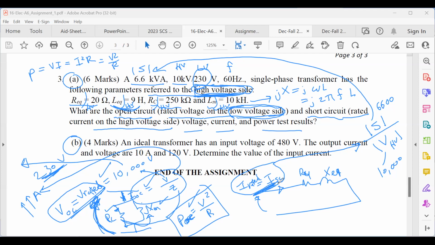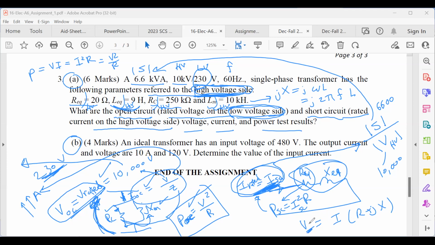After having this current, I can get the I squared R to get the P short circuit, right? This is the I short circuit, because the power here is the power losses at this resistance. Can I get the V? Yes. Voltage is you can use the current times the R plus jX, right? I have the current and R plus jX, and you can calculate the voltage.